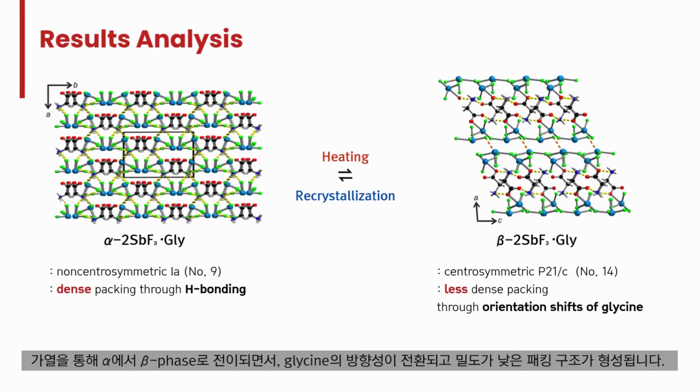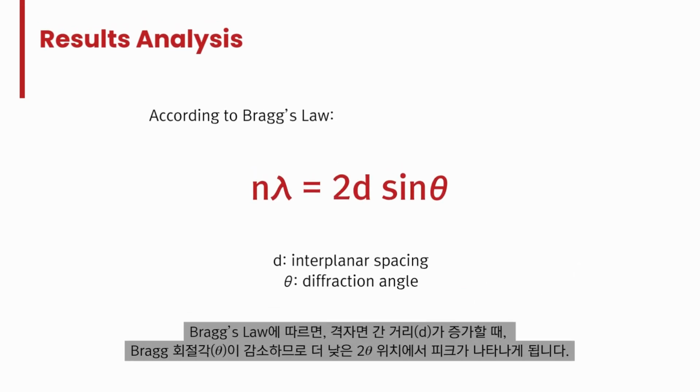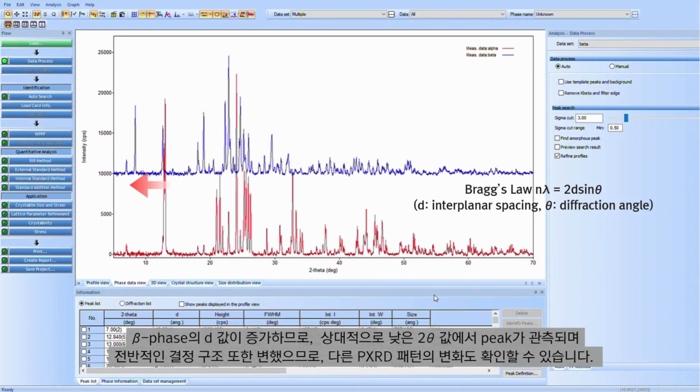During heating, phase transition from the alpha to beta phase occurs. As a result, the orientation of glycine molecules changes, and a less densely packed structure is formed. According to Bragg's law, when the interplanar spacing d increases, the Bragg diffraction angle theta decreases, causing the diffraction peaks to appear at lower 2 theta positions. In the beta phase, the d spacing increases, leading to peaks being observed at relatively lower 2 theta values. Also, since the overall crystal structure has changed, we can observe further differences in the PXRD pattern.